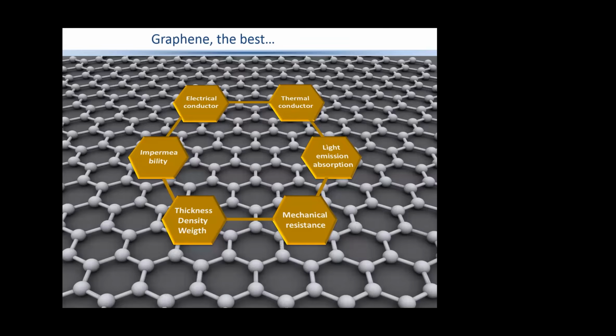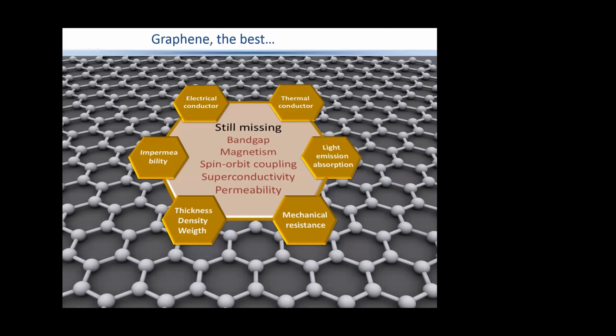Graphene is very nice, but it's still missing a lot of properties, such as these ones, right? It has no bandgap, it has no magnetism if you don't do anything, or spin coupling, superconductivity, it has no permeability. So if you're able to manipulate the nanostructure, you can add some of them. We will talk about how to add a bandgap to graphene today. Also permeability, although we still didn't demonstrate it.